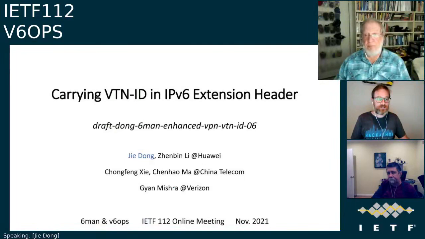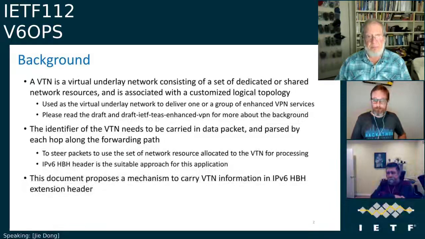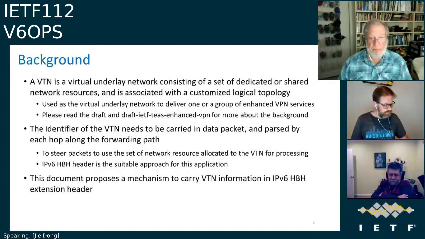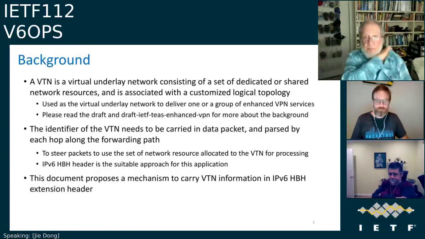So this is another use case of the IPv6 hop-by-hop extension header, to use it to carry the VTN identifier. Okay, next slide, please. So here's the background. A VTN is a virtual underlay network consisting of a set of dedicated or shared network resources, and it is associated with a customized logical topology. It can be used as a virtual underlay to deliver one or a group of enhanced VPN services, and the typical use case can be network slicing. For more details about the background, please read the draft and this draft, and also the enhanced VPN draft in the TEAS working group.